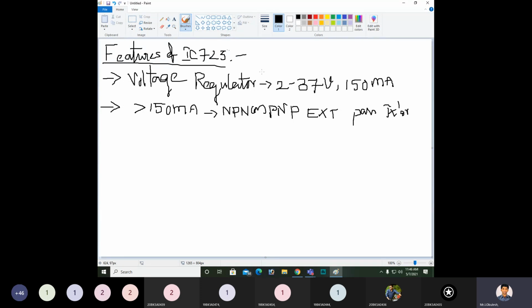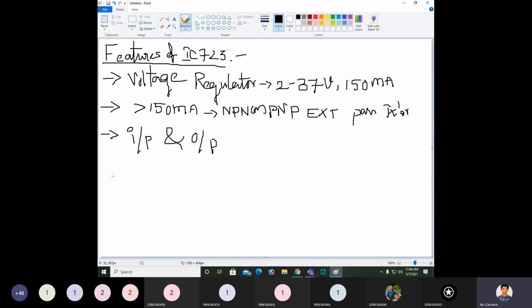And the third one is input and output short circuit protection is provided. Input and output short circuit protection is there with the help of this IC723 regulator. We have the internal short circuit protection. This is the third point.